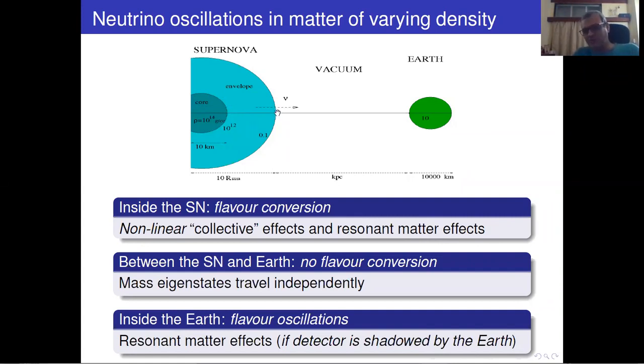But today we will not go into that because I just want to talk about general things about neutrinos.